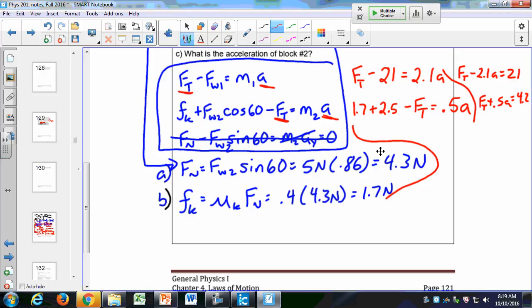But we want to know a, so let's say we solve this one for ft. We'd have ft equals 21 plus 2.1a, and then substitute it in here for ft, and then we can solve that system for a, which is the value we want to know. So go ahead and start that, and I'll jump in just a moment. Solve your first equation for ft, because you want to solve for a, and substitute it into the second equation.